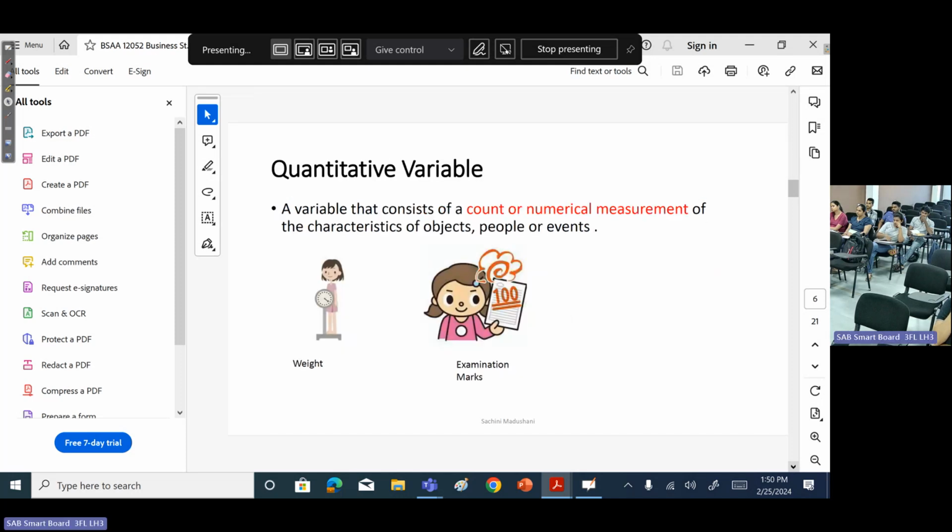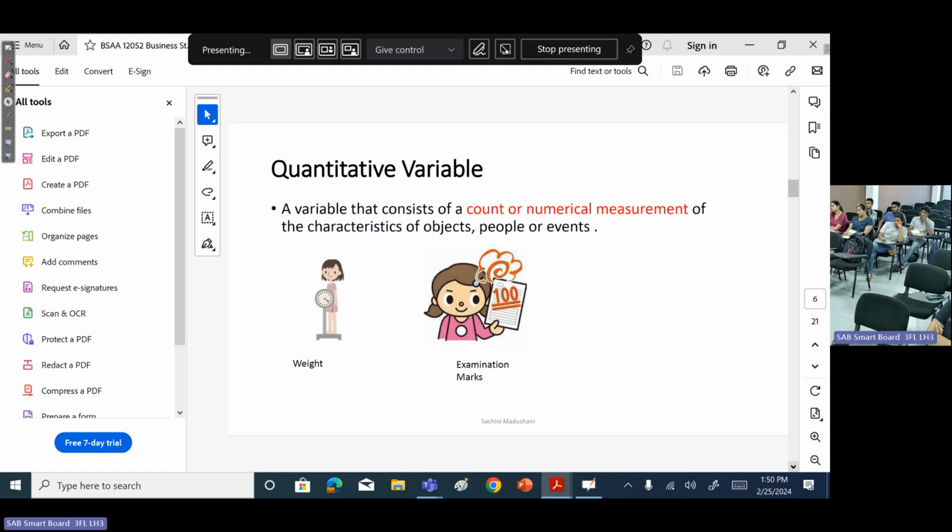Then these variables can be divided into two categories. Now you know. The first one is what? Quantitative. Quantitative means it can be measured numerically. It is a variable that consists of a count or numerical measurement of a characteristic of objects, people, or events. Your weight or your height is a quantitative variable.